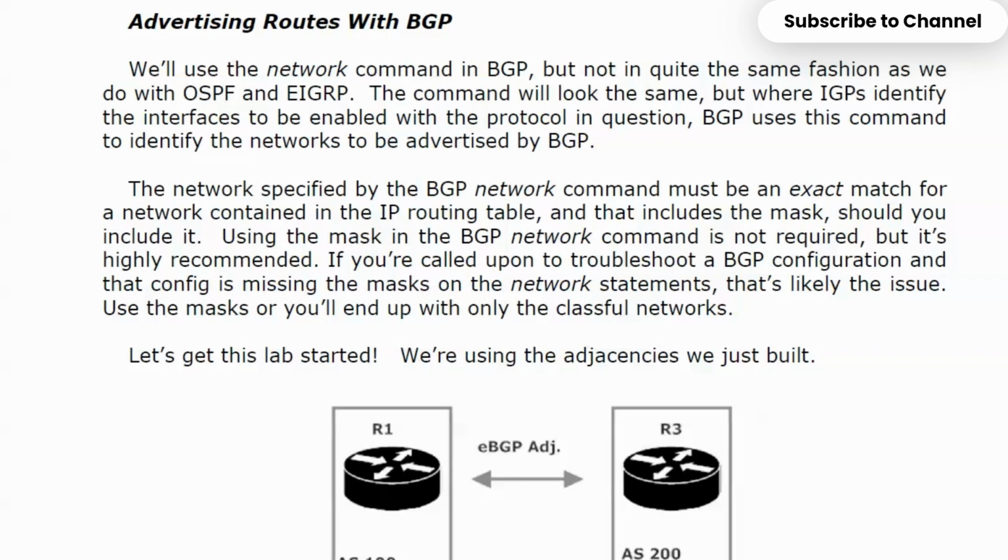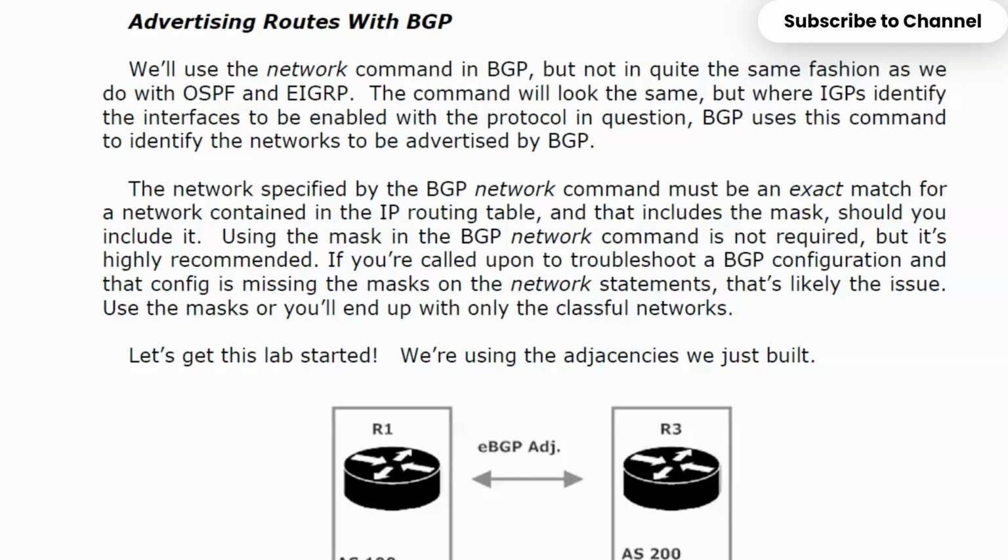advertised by BGP. Now, the network specified by the BGP network command has to be an exact match for a network contained in the IP routing table, and that includes the mask, should you include it. Because using the mask in the BGP network command, it's not required. It is highly recommended though. If you're called upon to troubleshoot a BGP config, even if it's yours, and that config is missing the masks on the network statements, that's the first thing I would check out. That is very likely the issue. You got to use the mask or you'll end up only with the classful networks, or you'll end up with no networks at all. And I have a feeling we're going to see that live as well.